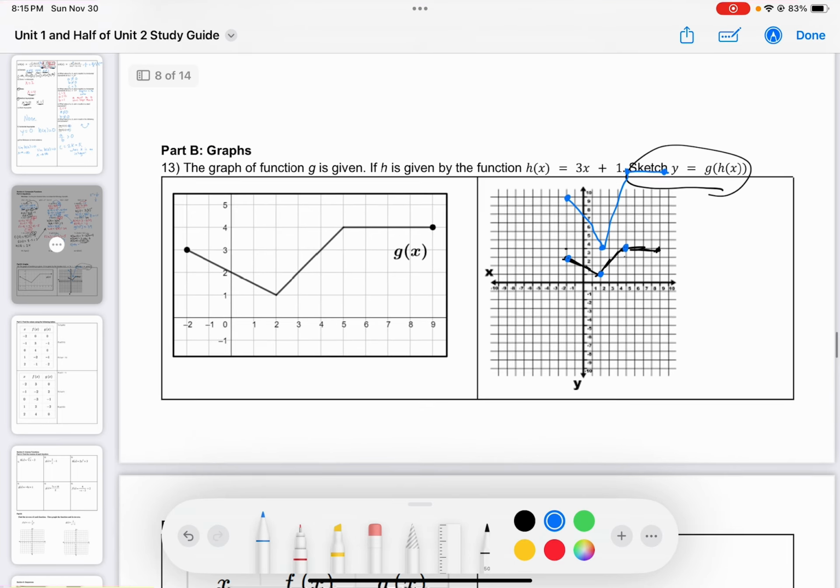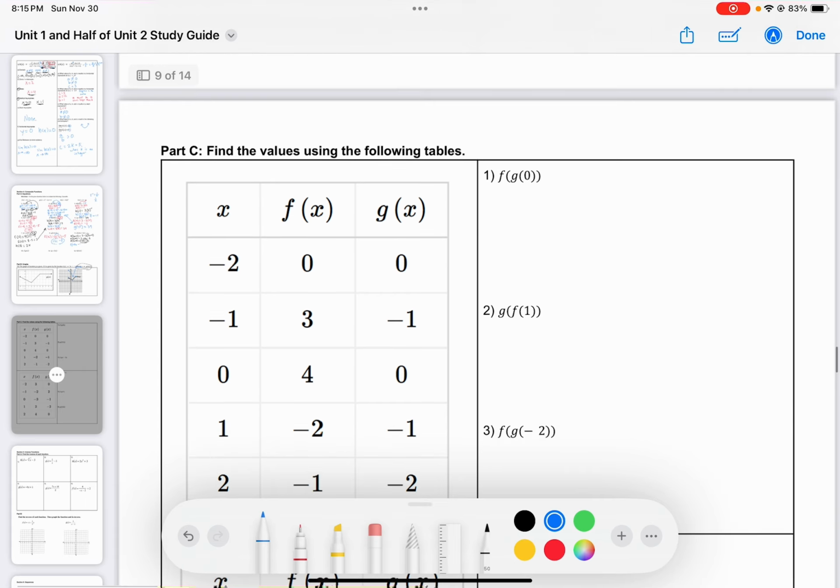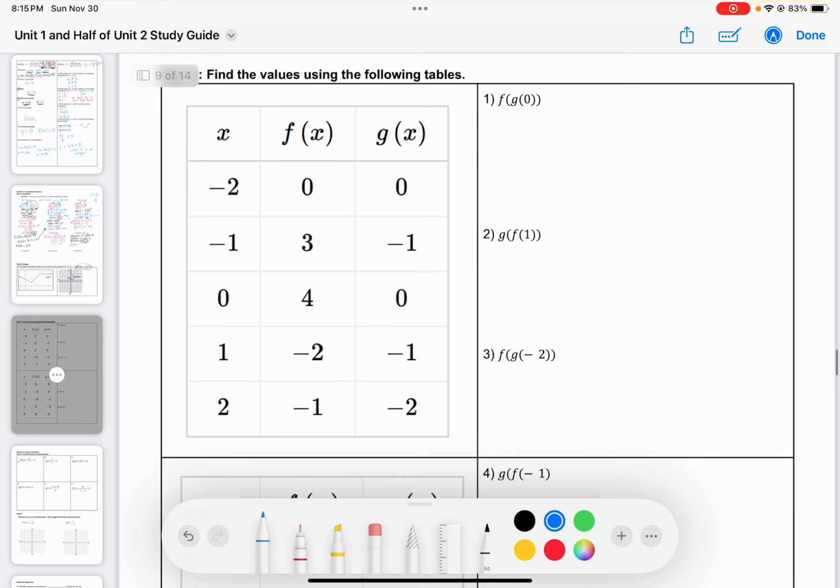All right. Yeah, there's some things on here that are a little bit tricky and maybe not that well done on my part. And I apologize. Made this over Thanksgiving break.